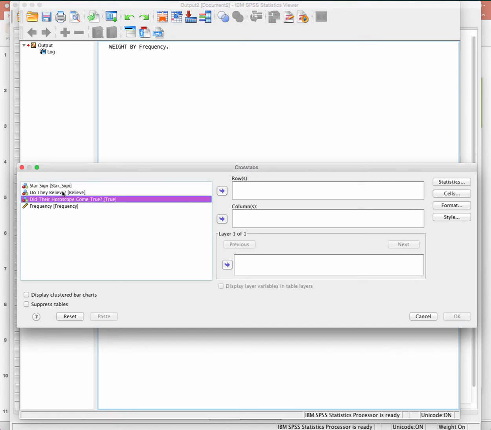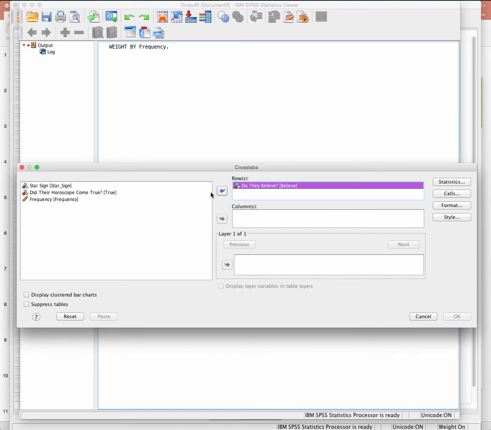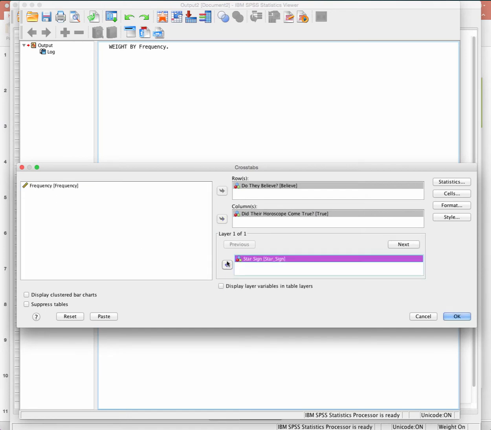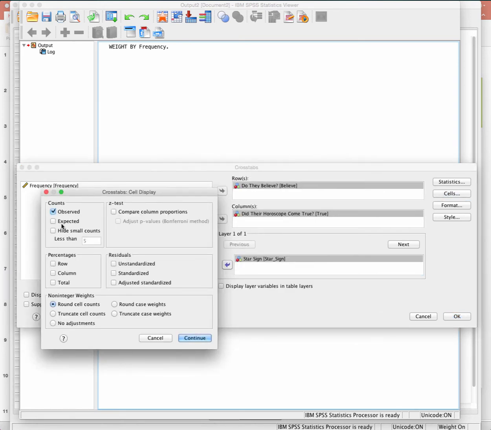So we're going to select believe, and drag it into the box labeled row. Next we're going to select true, and drag it into the box named column, and then we have to define our third variable as a layer. So we select star sign, and drag it into the box that says layer 1 of 1. And then we have to click on cells. And I want to get my counts.